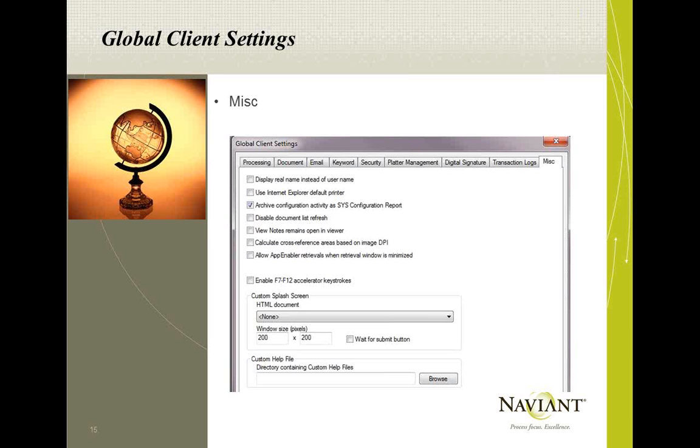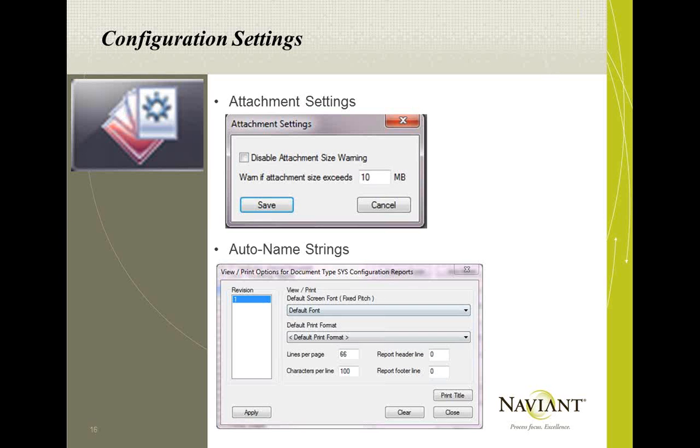And then jumping down right above the custom splash screen, you have the enable F7, F12 accelerator keystrokes. This is what Jen was referring to. This is how your end users can just jump into the various spots within OnBase simply by hitting an F key. How cool is that? All you have to do is check that box and save it, and that setting becomes enabled, and your end users can jump between the different screens automatically through the F keys. So that's it for global client settings.